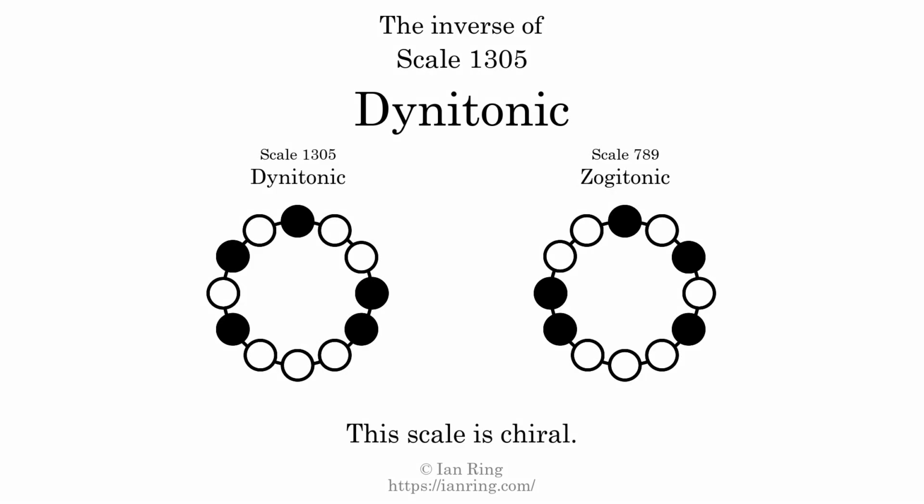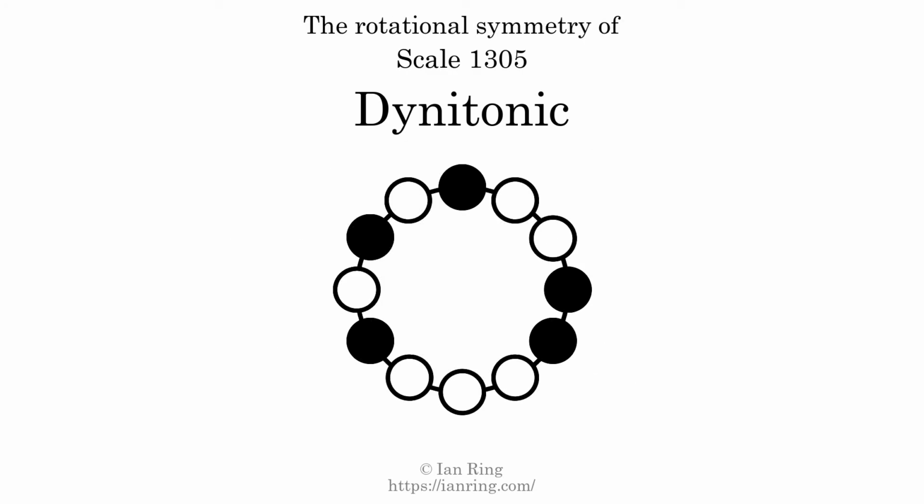The inverse of a scale is a mirror image. It is what you get when the sequence of intervals is reversed. The inverse of this scale is scale 789, also known as Dynitonic. This scale is chiral. It cannot transform into its inverse by rotational transformation. This scale has no rotational symmetry.